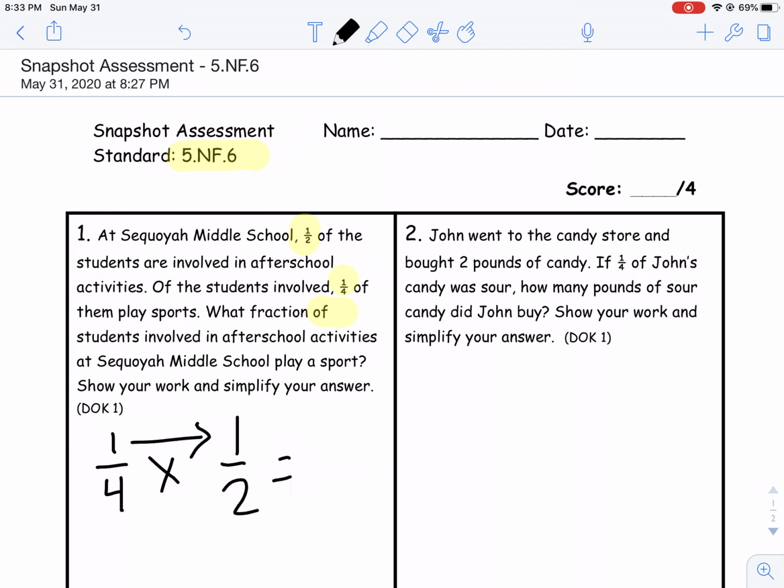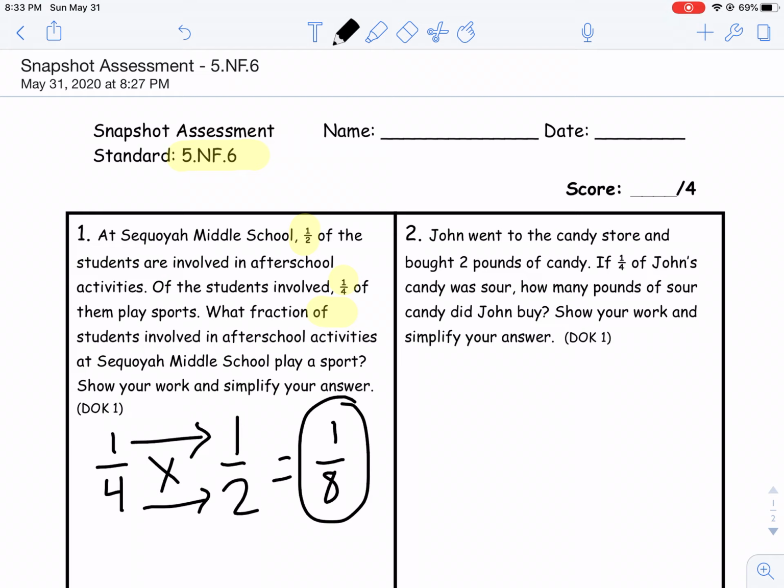1 times 1 equals 1. 4 times 2 equals 8. So in this case, my answer is already in the simplest form. 1/8 of the middle schoolers that are involved in an after-school activity play a sport.